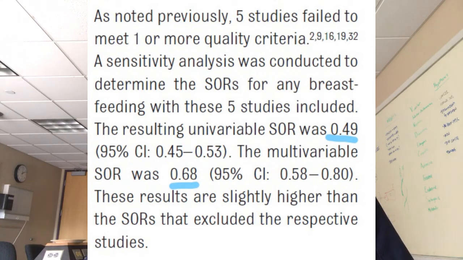And then remember those 5 studies that failed to meet the criteria? Now this is pretty impressive because they say, let's say we included those 5 studies. How would our summary odds ratio change? It's a fraction, would it jump to 1? And here it says, it goes higher to 0.49 and 0.68, the univariable and the multivariable summary odds ratio, but it still doesn't cross 1.